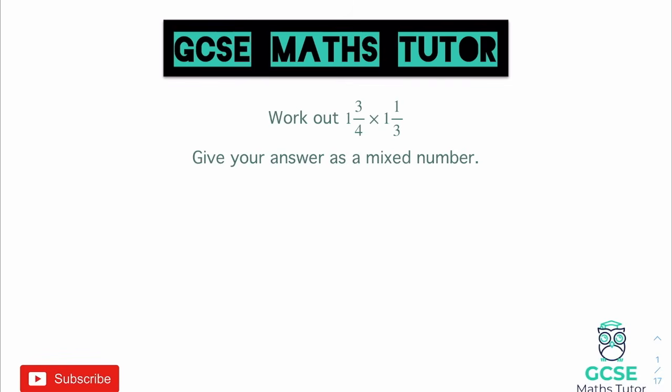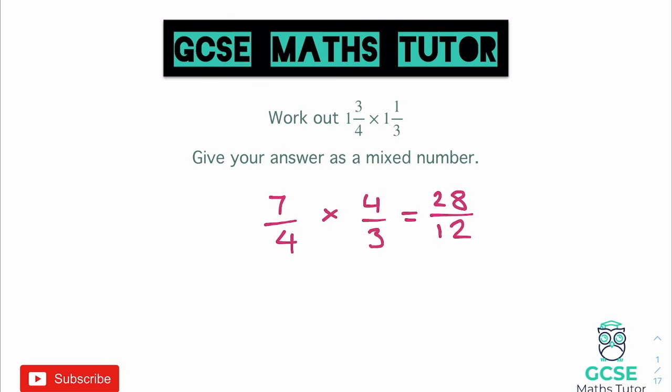Okay, so when multiplying fractions, we first need to make them improper fractions if they're mixed numbers. So if we look at this fraction calculation that we have here, we've got 1 3/4. So 1 times 4, add the 3 would give us 7/4. And then for the other one, 1 times 3, and add the 1 would give us 4/3. Now we're multiplying these, which is nice and easy. We just need to multiply the top, which would give us 28, and multiply the bottom, which gives us 12.